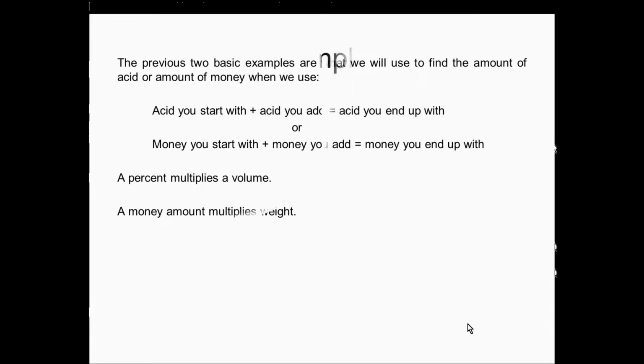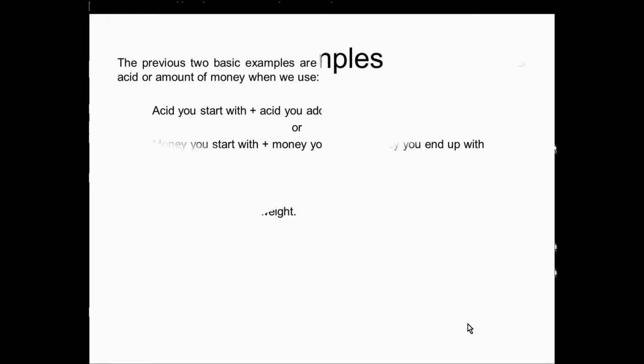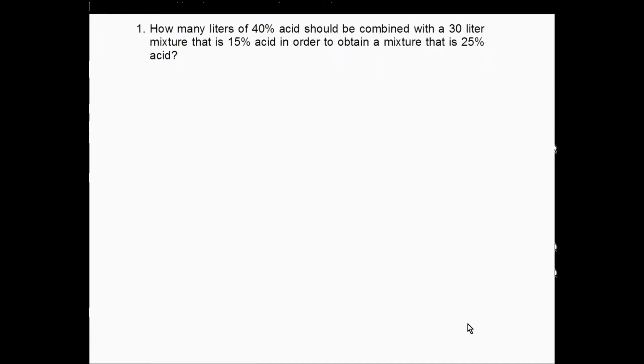So let's try the nastier looking problems. Some examples. Number one says, how many liters of 40% acid should be combined with a 30-liter mixture that is 15% acid in order to obtain a mixture that is 25% acid? This usually happens at a lab that uses acids a bunch of times. They eventually get different concentrations, and they want to be able to use what they have before they have to order more acid. So I'm going to let X equal the amount of 40% acid we add.